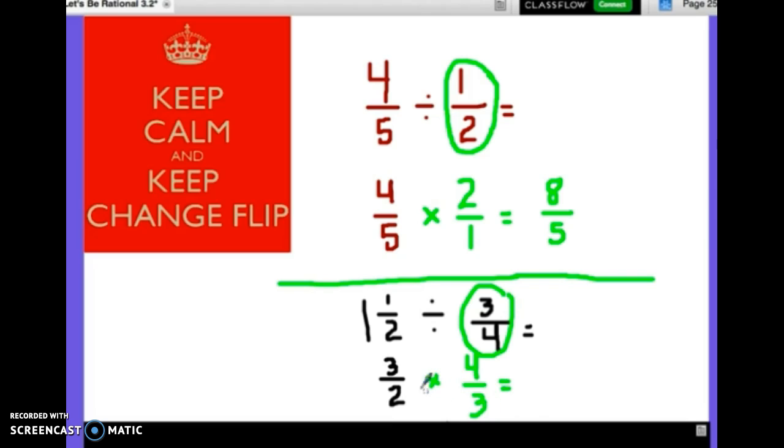Or we could look on the diagonal and say, are there any common factors here? Yep. 3 goes into both of those numbers, so 3 divided by 3 is 1, 3 divided by 3 is 1. And then let's look on the other diagonal and see 4 and 2. Are there any common factors? Yep, we could divide 2 out of this denominator and 2 out of this numerator. And you can see then 1 times 2 is 2, and 1 times 1 is 1. So either way, you get the same answer.